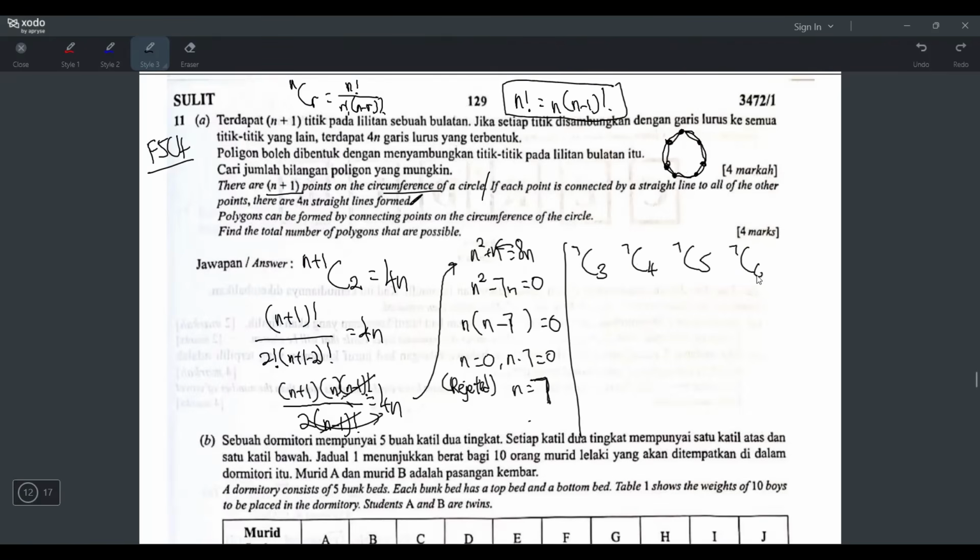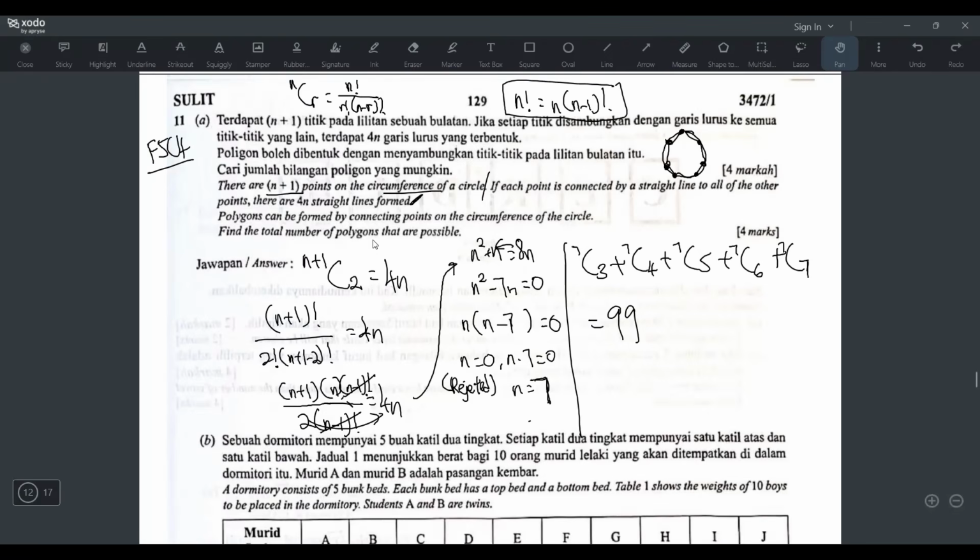Or you can do 7C6, and also, of course, you can do 7C7. But 7C7 will be one. Yeah, there's only one way to draw the heptagon. Heptagon is 7 sides. Okay? And here you cannot times, you have to plus actually. So the number of ways to form a triangle plus the number of ways to join a quadrilateral and pentagon and hexagon and heptagon. And when you add all these, you get the answer. Right? Okay, you press this, you get 99. So the total number of polygons that can be formed from the 7 points is 99. Okay, so that's it.